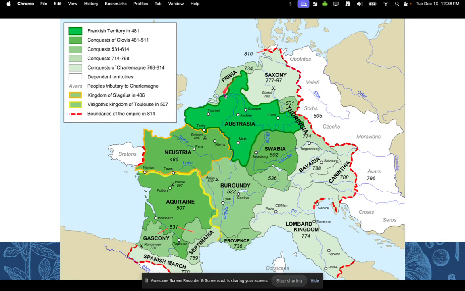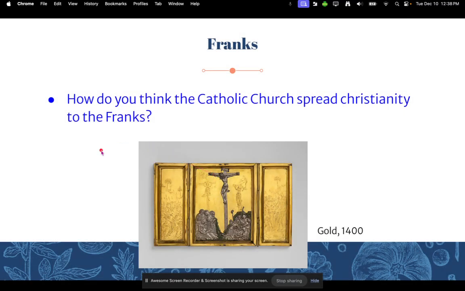So we started off with this area on the map right here. And by the time that Clovis is done with his campaigning, he has all of this over here as well. All of this kind of more darker green territory. So how do you think the Catholic Church spread Christianity to the Franks? Take your best educated guess.